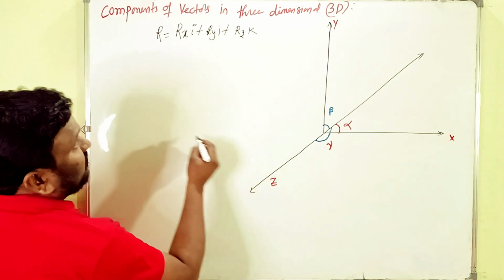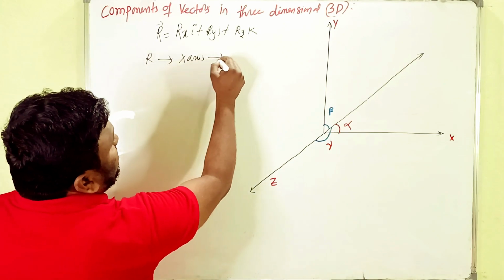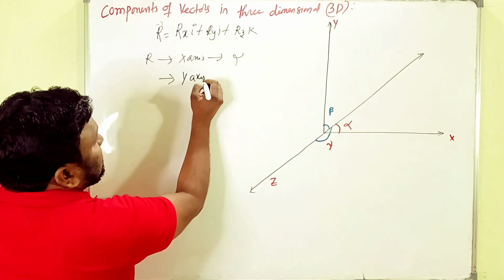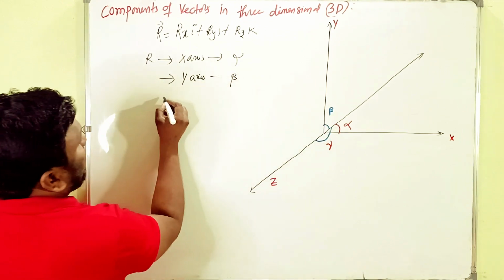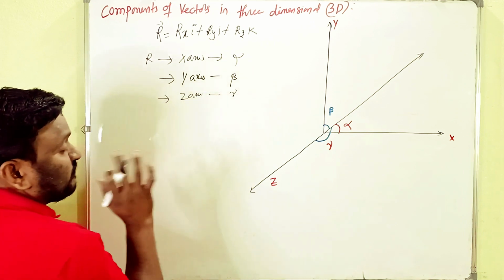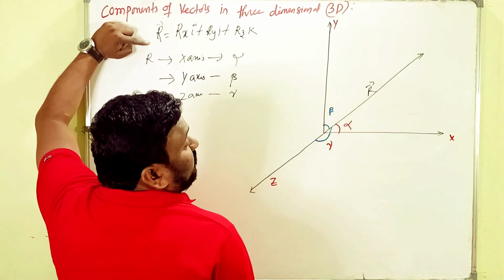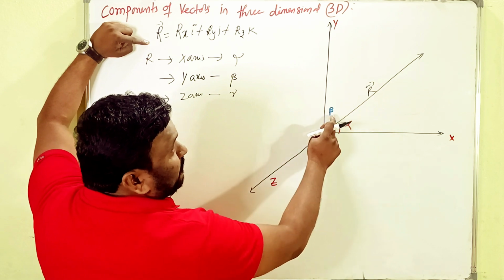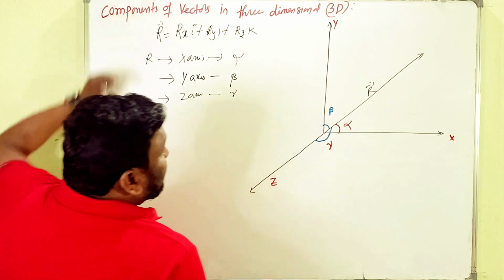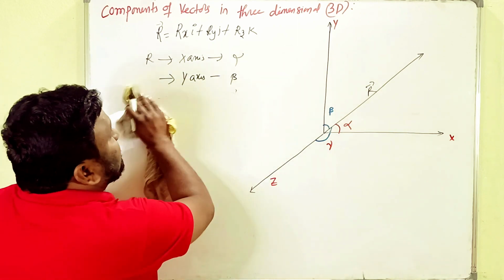So this given vector R makes some angle with the x axis, the angle alpha, and R makes an angle beta with the y axis, and an angle gamma with the z axis. So first you have to remember that the given vector R will make some angle alpha with the x axis, beta with the y axis, and gamma with the z axis. In this case, the formulas are going to be written like this.